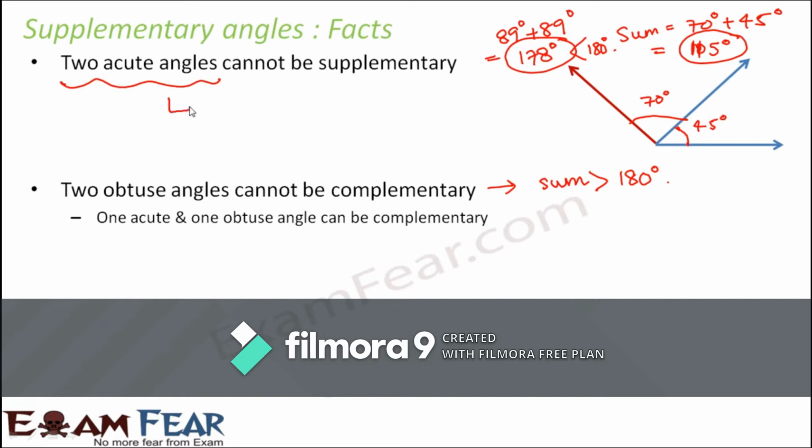With two acute angles, the sum is less than 180 degrees. So because of these, neither two acute angles nor two obtuse angles can be supplementary. So this should be supplementary. However, one acute and one obtuse angle can definitely be supplementary. So this is a typo. This should be supplementary.